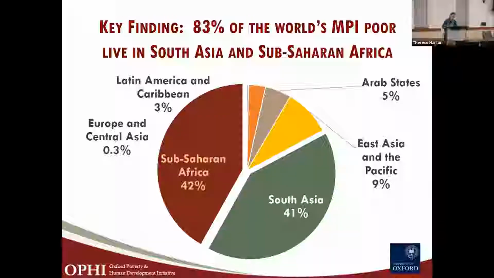So again, where do they wake up in the morning geographically? Very few in Europe or Central Asia, 0.3% wake up there. 3% in Latin America, 5% in the Arab states, 9% in East Asia. East Asia has China in it, and as you know, it's dominating the population along with South Asia. But this level of acute multidimensional poverty is relatively low in Asia. But 83% are in sub-Saharan Africa and South Asia.